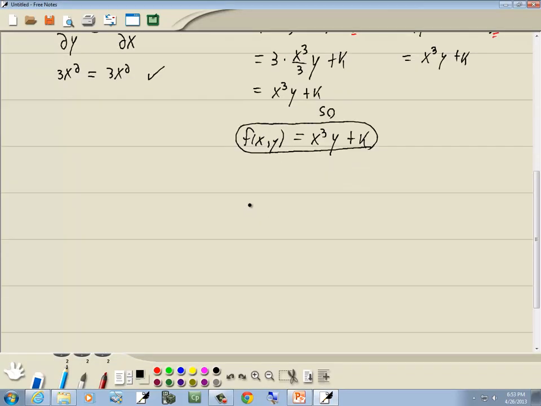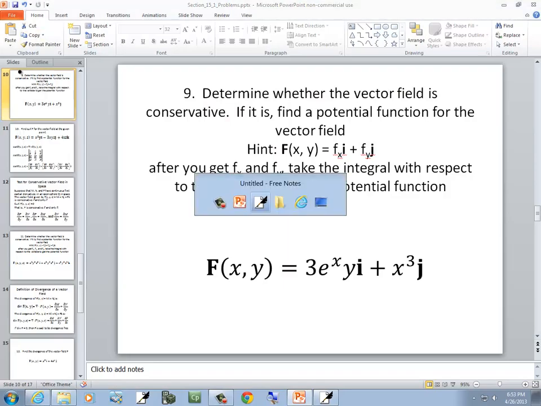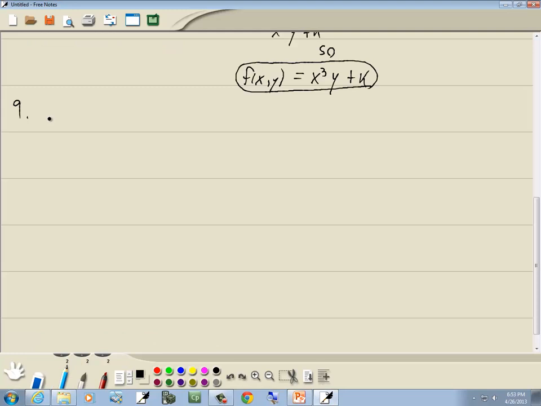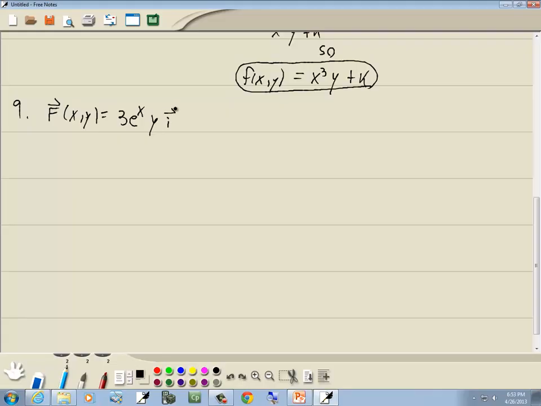And got another one here. Let's take a look at this. Got F equals 3e to the x y i plus x to the third j. This is our m and this is our n.